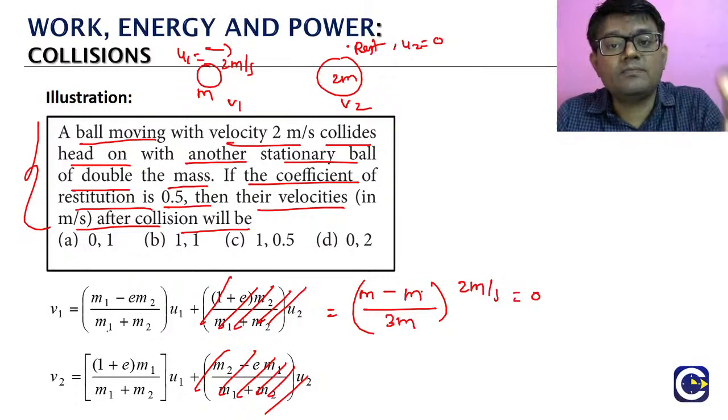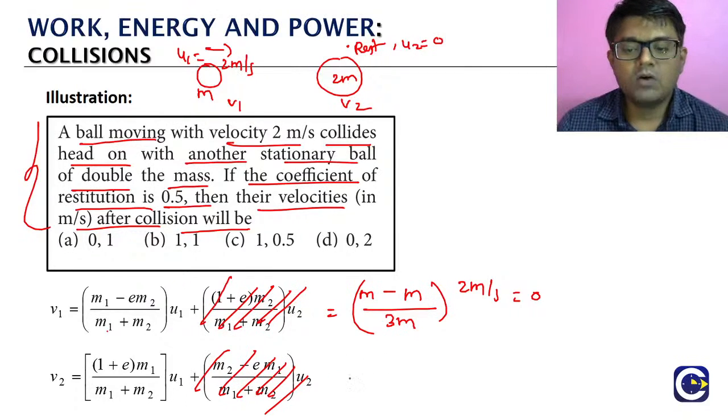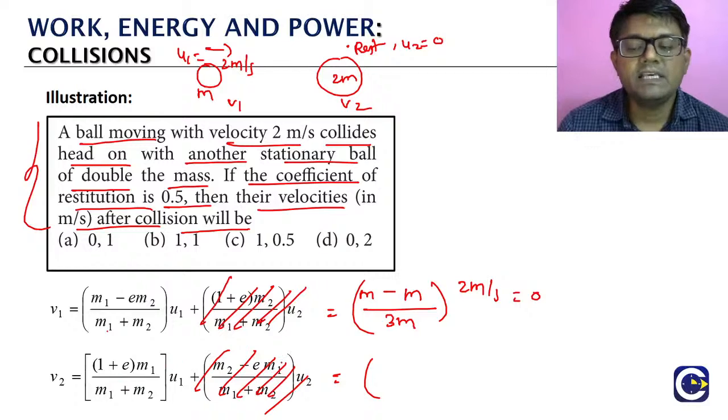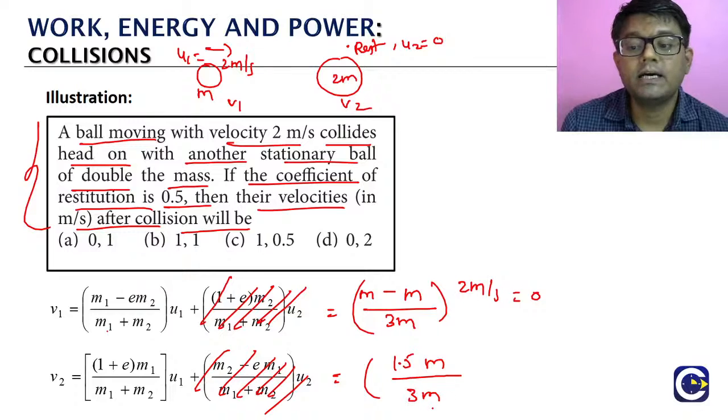So the mass M will be coming to rest after the collision. Now let us look at the V2. What will be V2? 1 plus e, where e is 0.5, so that is 1.5 into M1 divided by M1 plus M2, which means 3M, into U1.